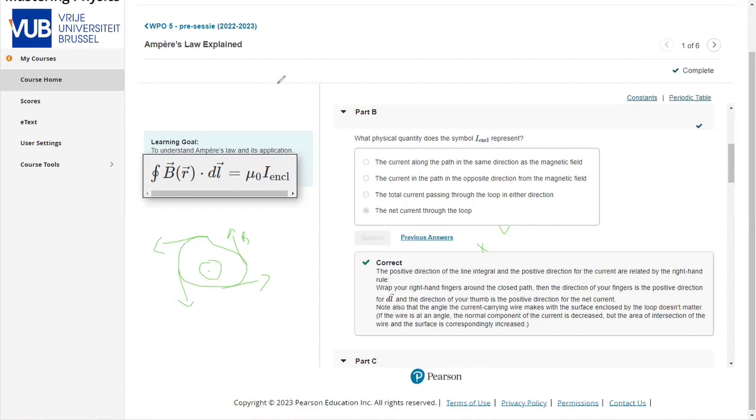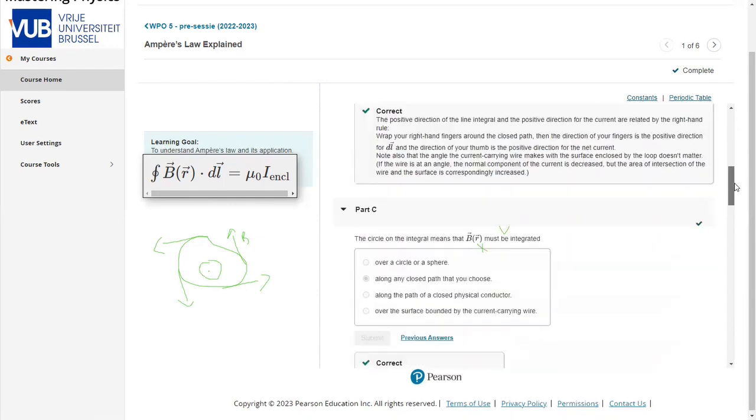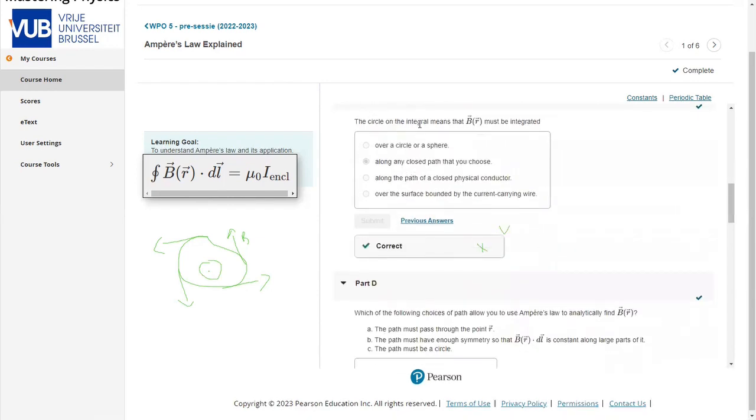So okay, next one. G. The circle under the integral means that B must be integrated, not over a circle or a sphere. Over a circle, yeah, but it doesn't have to be a circle. Along the path of a closed physical conductor, yeah, but not only this. Over the surface bounded by a current carrying wire, yeah, but it's not only this. It can be any closed path that you choose. So this is the most correct answer.